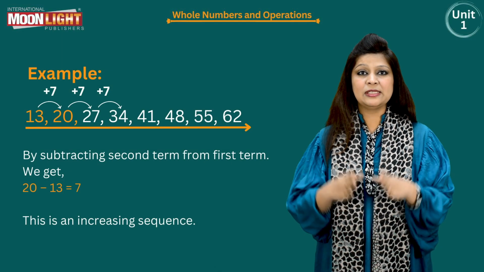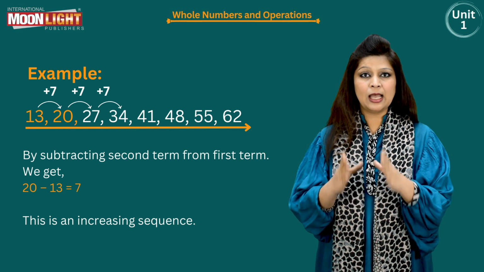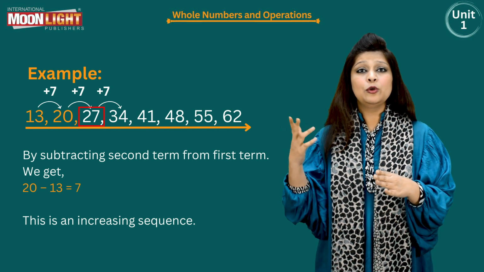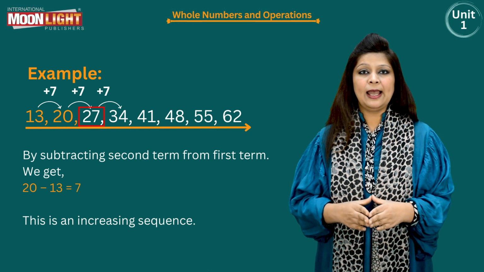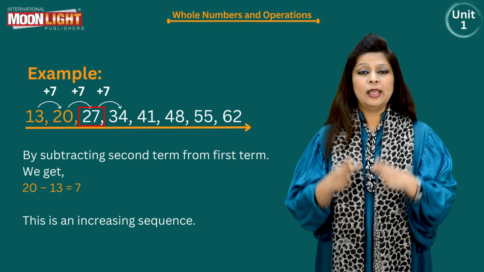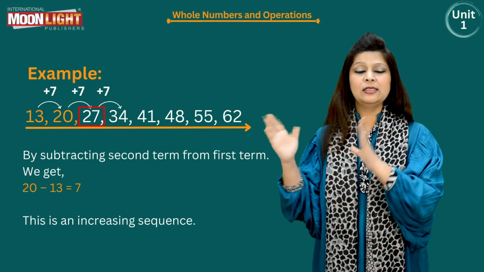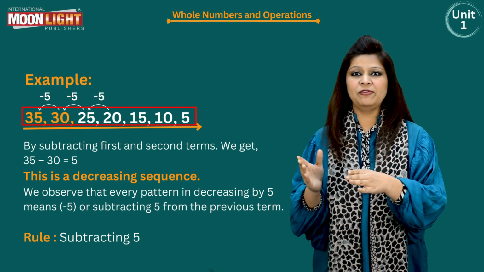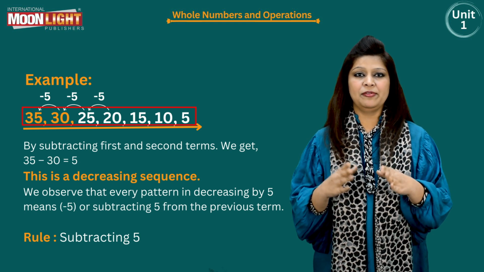By adding the number 7 to the number 20, what is the answer? Yes, the answer is 27. This means the next term is 27, which is right. So, this is an increasing order and the rule is that we are adding 7 to get the next term. Check this example: 35, 30, 25, 20, 15, 10 and 5.